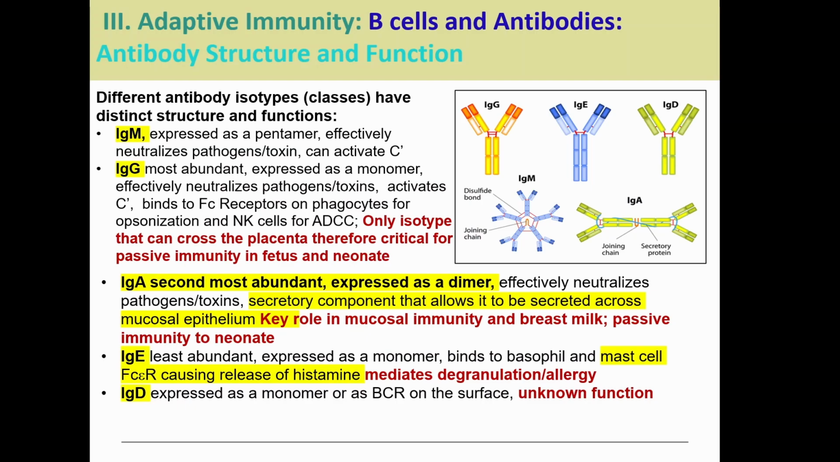The least common is IgE. This binds to basophils and mast cells, right? This is going to help trigger the release of histamine. So this is going to mediate degranulation, which again is just releasing that histamine and activating those basophils and mast cells. And then IgD, this is going to be expressed on the surface, right, as a BCR. We actually don't 100% know what it does. So interesting, right? So there's some things we don't quite 100% know when it comes to antibodies.